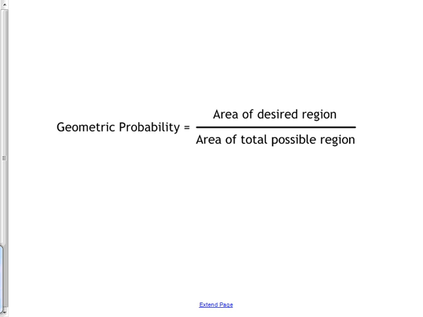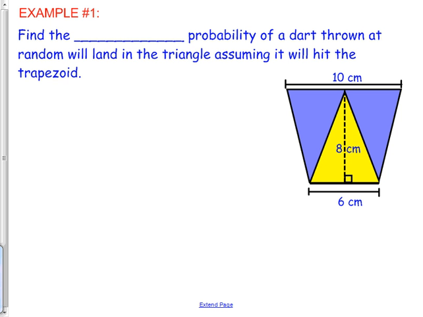So, the desired region, what you want. All right, looking at this, let's just find the geometric probability that a dart thrown at random will land in the triangle, assuming it'll hit the trapezoid. Here's what the assumption is. You're going to hit this thing, bam, like right there, and it assumes you're going to stay inside the trapezoid. That's a big assumption, but assume for a second that you'd have to hit that for sure, then what's the probability you're going to hit the yellow thing?